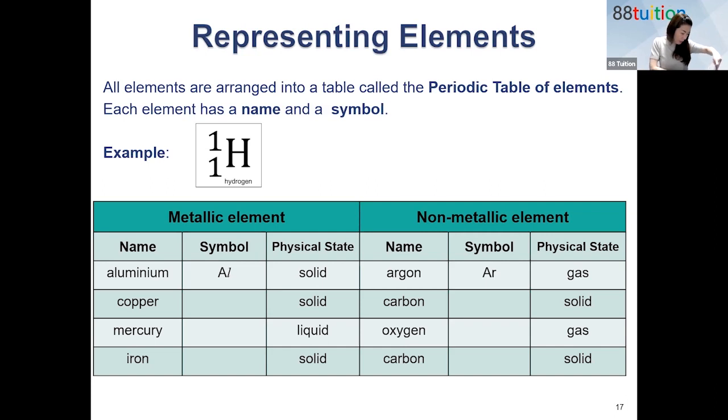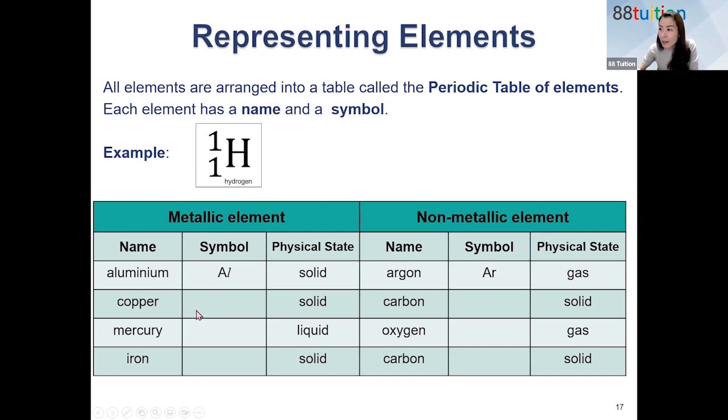In your periodic table, you will see a number at the top and at the bottom. The key will tell you what the numbers are. The number at the top is known as the proton number, or atomic number. The number at the bottom is the relative atomic mass. You will not be tested on the relative atomic mass or the proton number yet, but you need to know how to identify the symbol for the element as well as the name of the element. So hydrogen is represented by H, capital H.